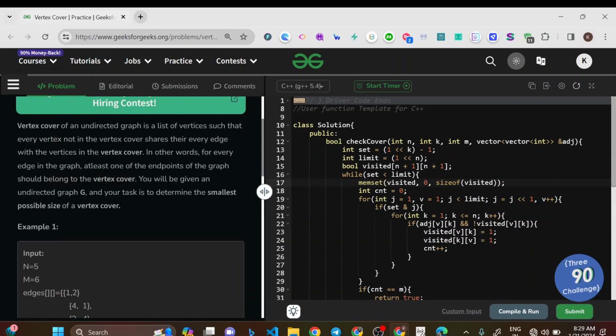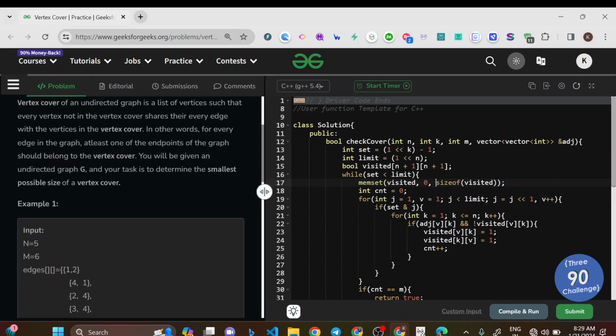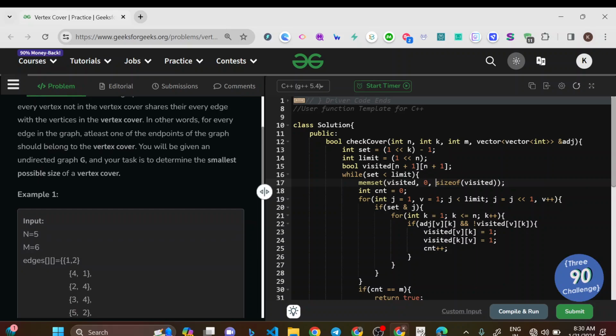So let us go through the question now. Vertex cover of an undirected graph is a list of vertices such that every vertex not in the vertex cover shares an edge with the vertices in the vertex cover. Okay, so this might be complicated at first instance, but we'll be understanding it with the help of an example in the notepad.